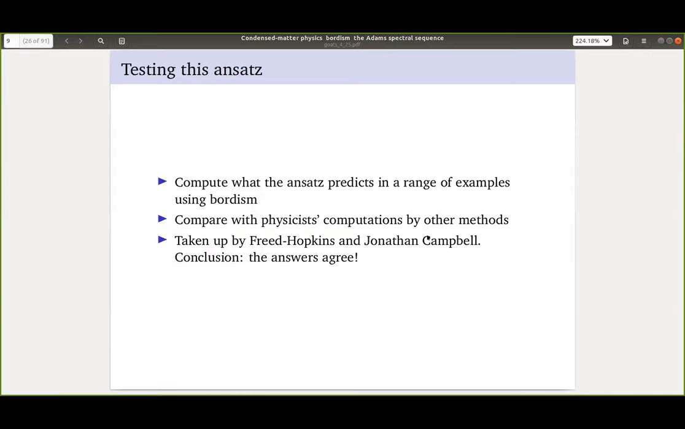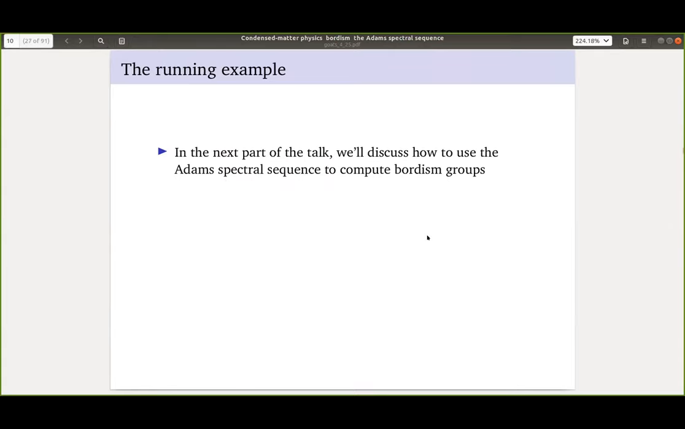And indeed, in the last couple of years, physicists have started using this cobordism method to compute groups of SPTs in other cases. So next I'm going to go on to showing you how such a computation might look. But before I do that, are there any more questions that I can address?